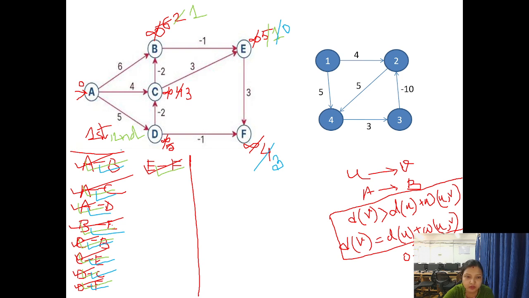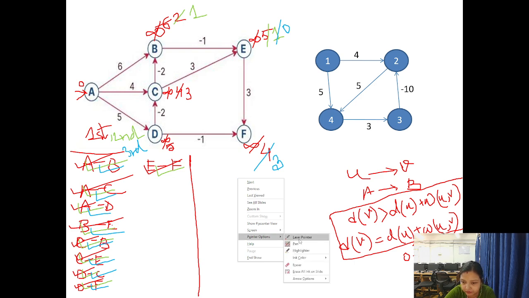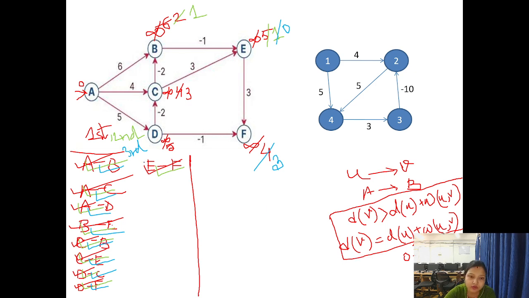In this way our third iteration got completed. You can see in the third iteration as well, 2 updations were there, right? Now we will go for the fourth iteration.